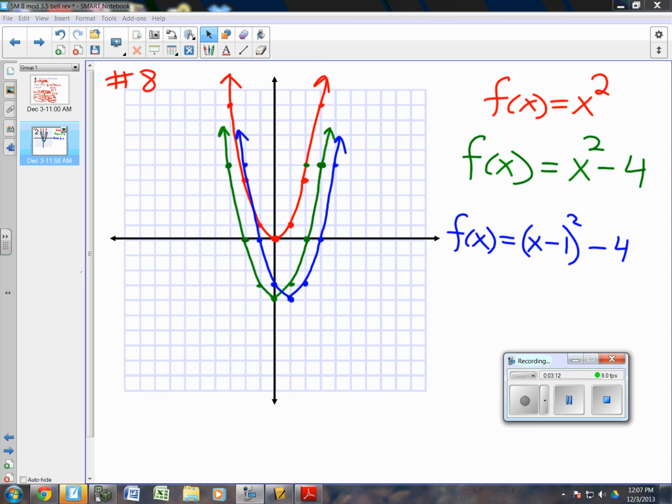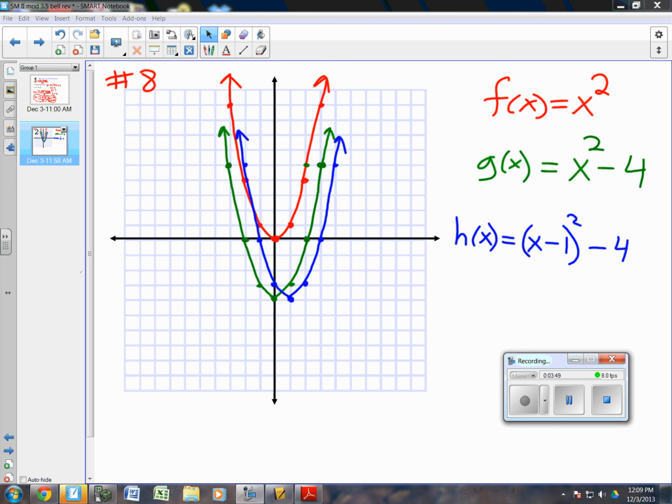Part C says, how do g of x and h of x compare to f of x? Wait, the second one was g of x, and the third one was h of x. I wrote them all as f of x. So let's rewrite those. So I have g of x, and I have h of x. Part C says, how do g of x and h of x compare to f of x?